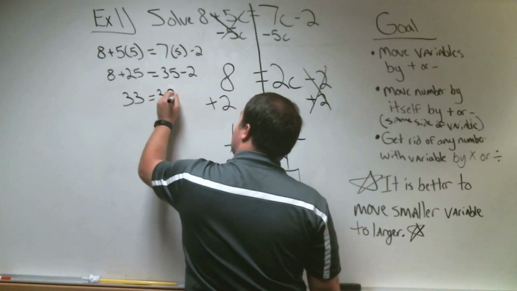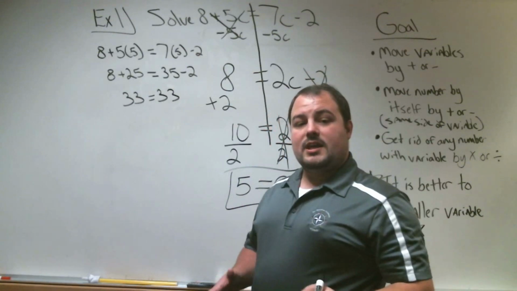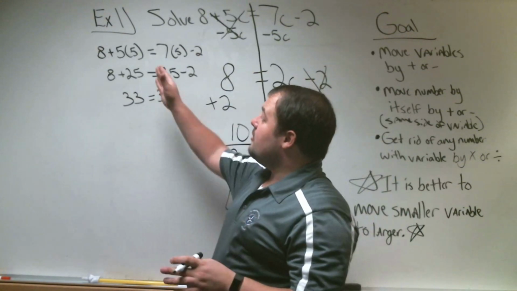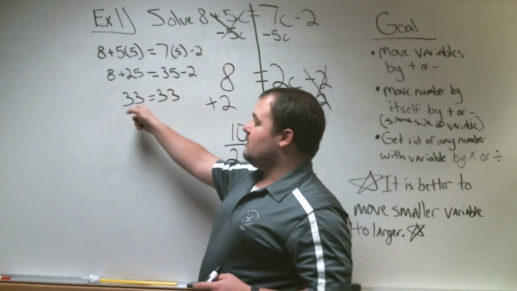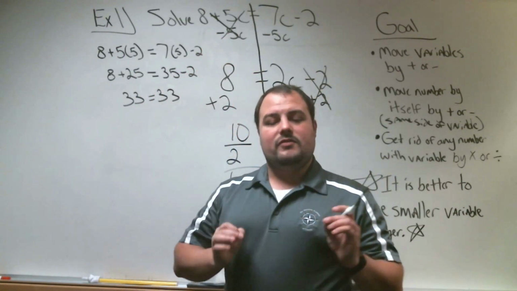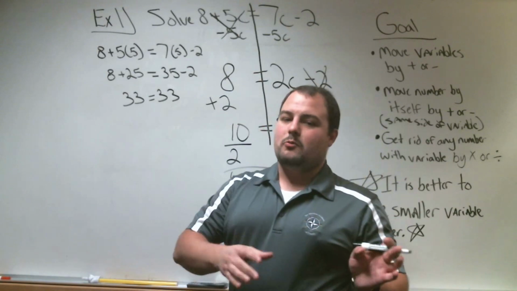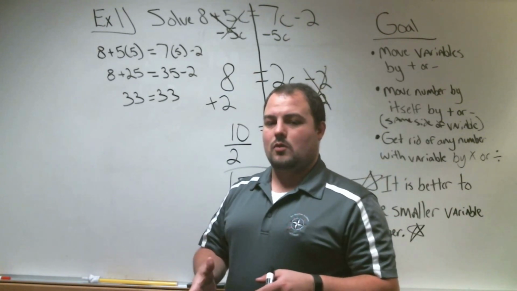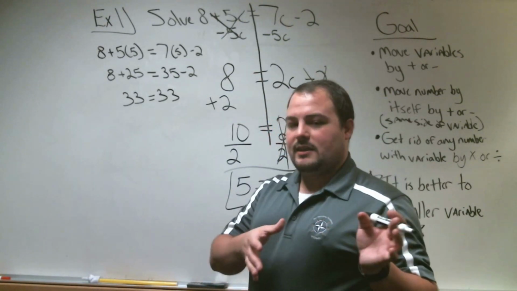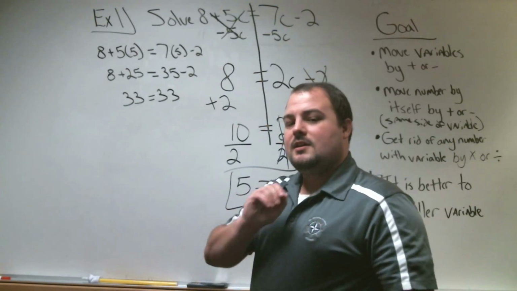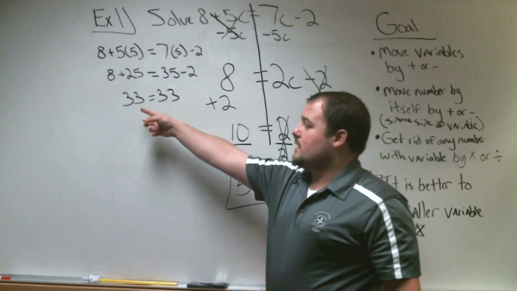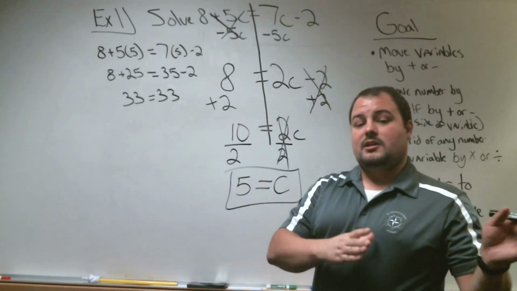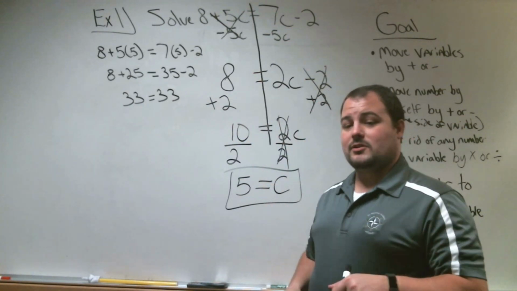35 minus 2, that's also 33. So in this case, when we put 5 in our equation on both sides where the variable is, we see that the left side does equal the right side. And this is the only time in mathematics that we can make our two sides equal. So the only answer that will make the left side equal to the right side is 5, and that's our answer for this problem. And we just checked it because 33 does equal 33, so left and right are equal. We got the right answer.